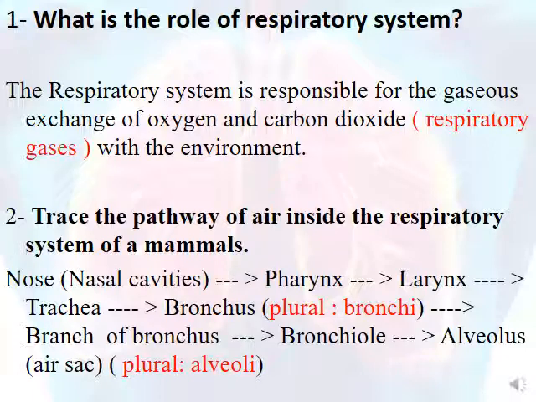The pathway of air inside the respiratory system starts, as I said before, at the level of the nose and nasal cavities, then to the pharynx, to the larynx, to the trachea, to the bronchus, the plural is bronchi, the branch of the bronchus, bronchial, alveolus, the plural is alveoli, which is the air sacs.